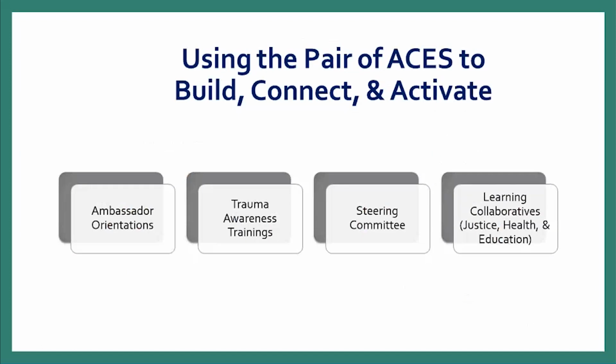So we have a process within our organization that we refer to as Build, Connect, Activate, and it's an ongoing process as we begin to deepen the knowledge or understanding of the impacts of trauma and toxic stress in our communities. As Sean mentioned, we use the PARe Aces in our trauma awareness trainings, which are monthly trainings open to the community. But we also have over 300 ambassadors, which are community volunteers, and we put them through an orientation that's 2 hours long. And in that orientation, we are now using the PARe Aces to really frame up the understanding of both individual and community trauma and to build that common language and understanding.